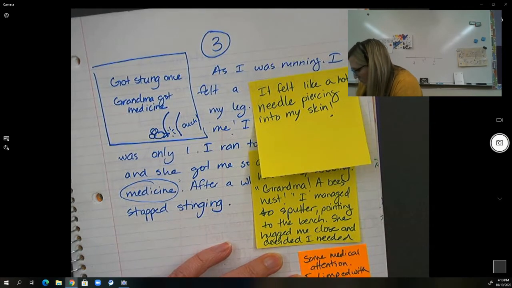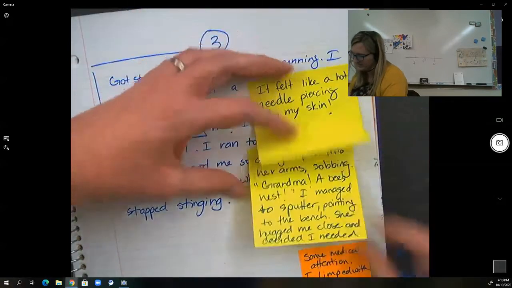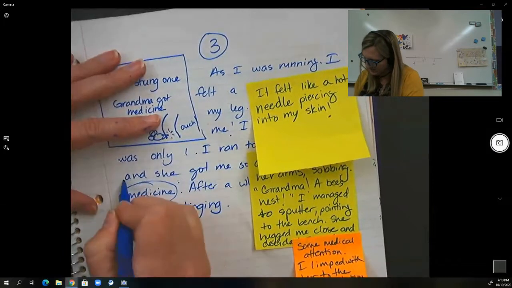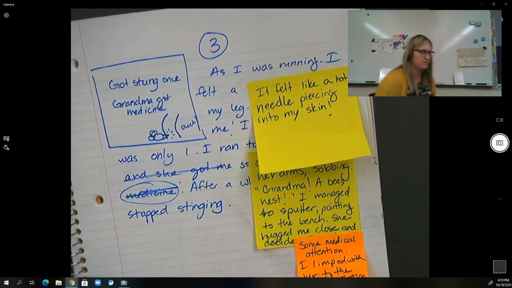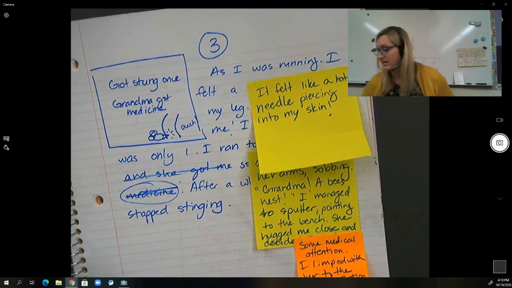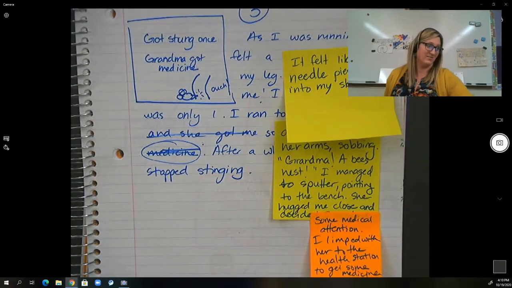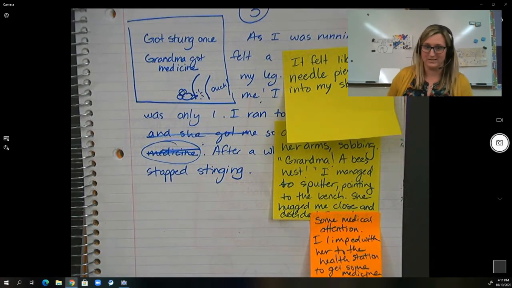Ooh, that sounds way better than I ran to my grandma and she got me some bee sting medicine. No, I got to tell the whole part, right? I ran to my grandma. I'm going to cross this part out and use this instead. Oh, already my story's starting to sound better. Does it look pretty? No, it doesn't look pretty, right? If it looked pretty, there wouldn't be a draft. So don't worry about how pretty it looks.